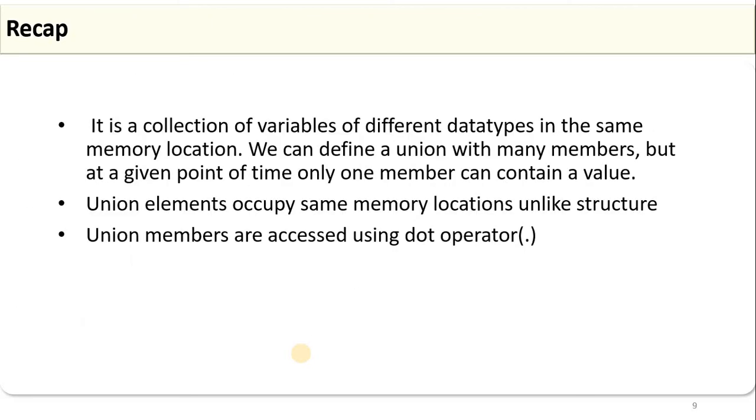Just a recap: a union is a collection of variables of different data types in the same memory location. We can define a union with many members, but at a given point of time only one member contains a value. Union elements occupy the same memory location, unlike a structure. And union members are accessible using a dot operator.